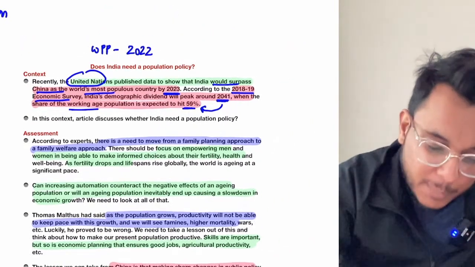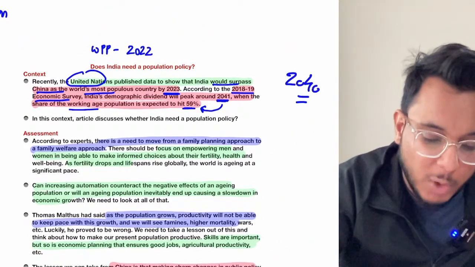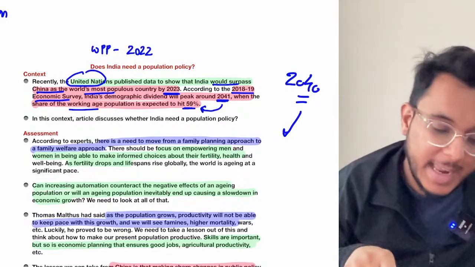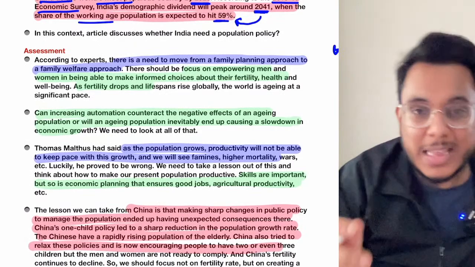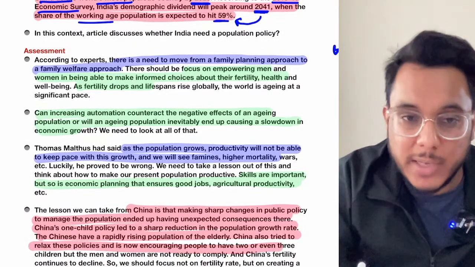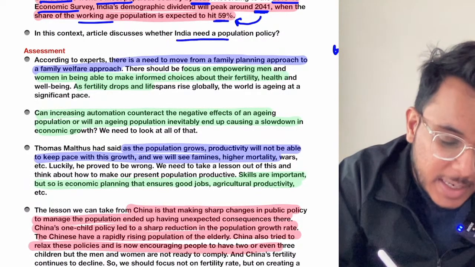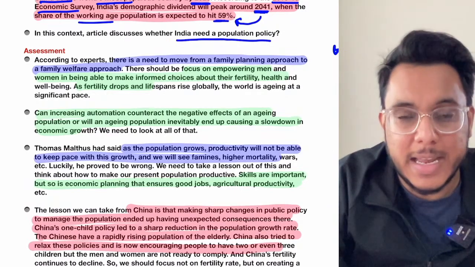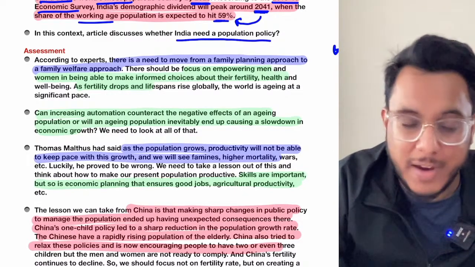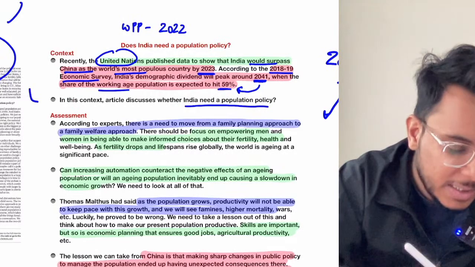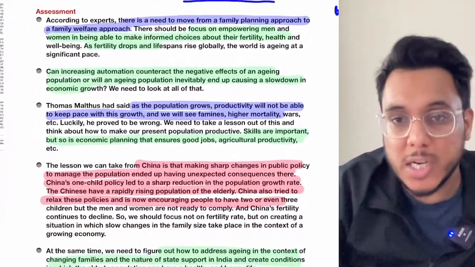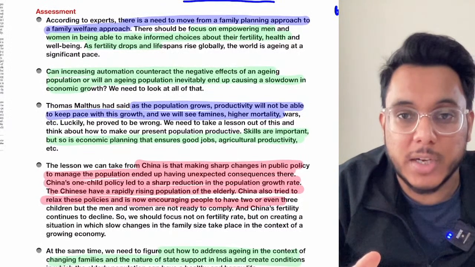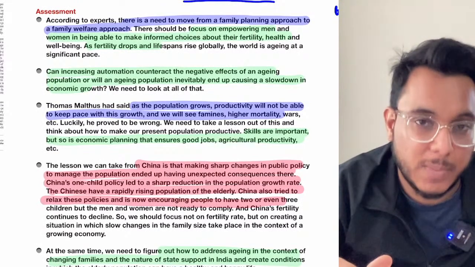So obviously guys, before 2040 we need to leverage our working age population, by very clear logic. Now in the past there have been many debates saying that India needs a population policy, India needs population control. Fine, and this is said just because we are going to be the most populous country. Do we really need a population policy? Do we really need population control? That is something we'll discuss in this particular article.